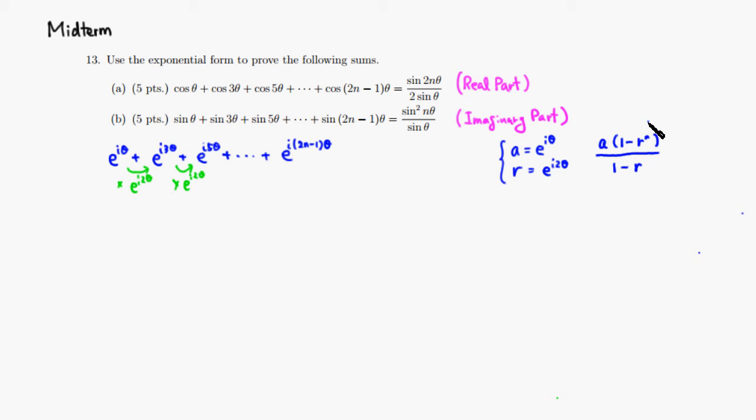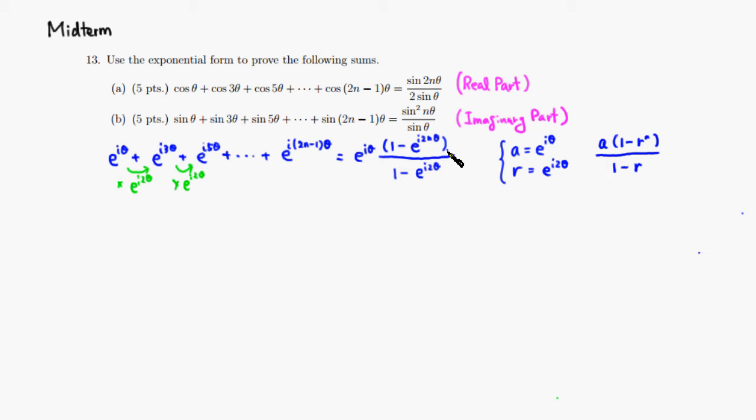So let's try to do that. This is going to be equal to e to the i theta, and then you have 1 minus, and actually you have to raise r to the n, so e to the i 2n theta, over 1 minus r, which is e to the i 2 theta. All right, so we have that.